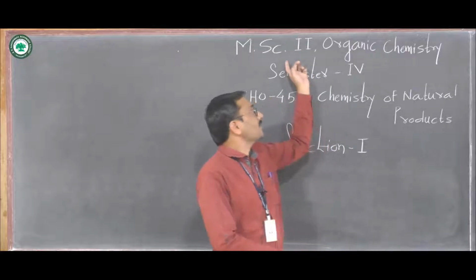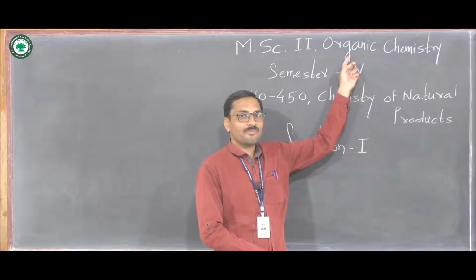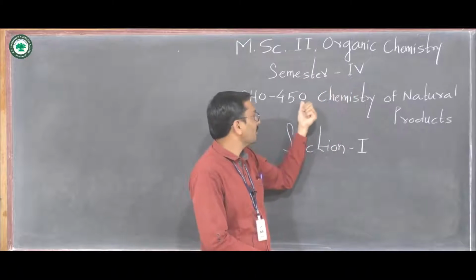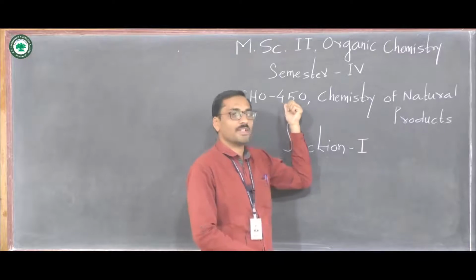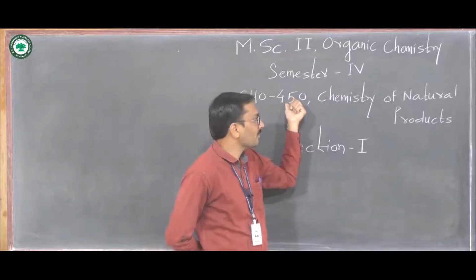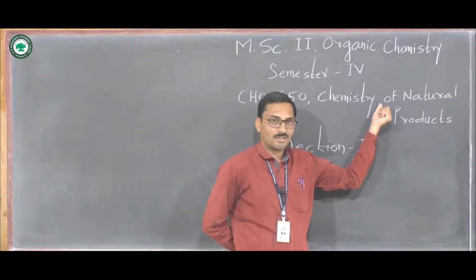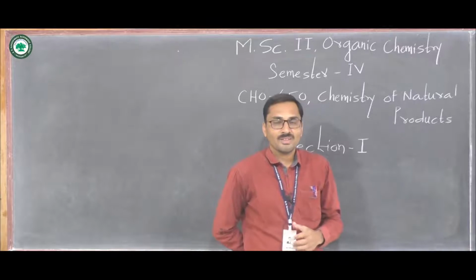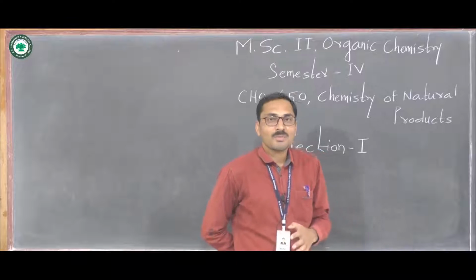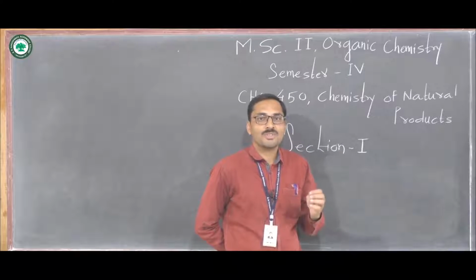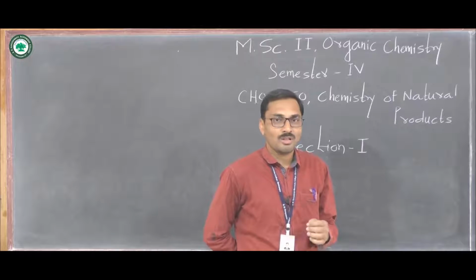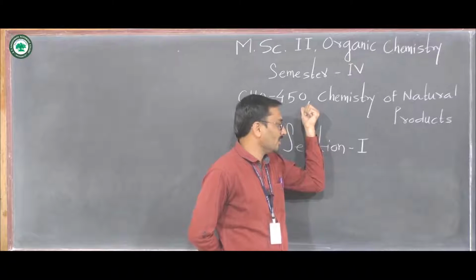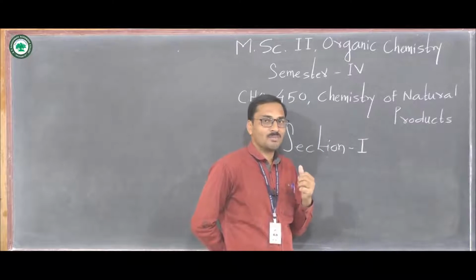For M.Sc. Part 2 Organic Chemistry, in semester 4, the first paper is CHO 450. The name of this paper is Chemistry of Natural Product. So, in this CHO 450 paper, we will see the synthesis, the stereochemistry, retrosynthesis of some important natural product molecules. This paper belongs to two sections, section first and section second.